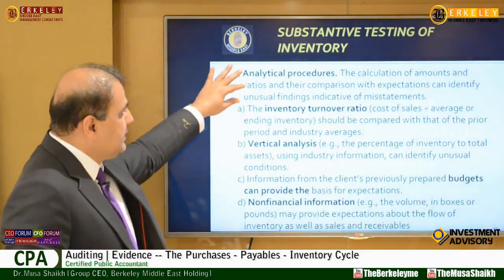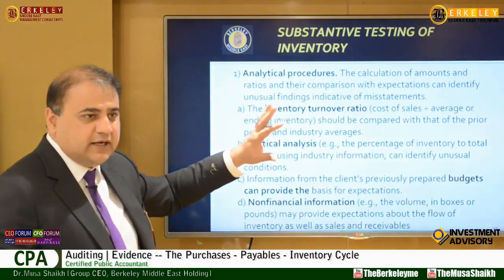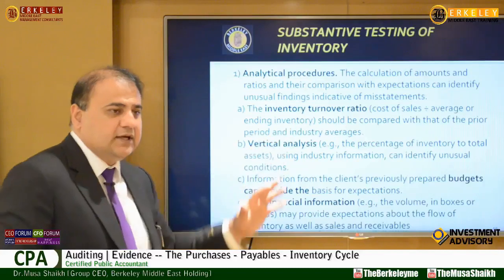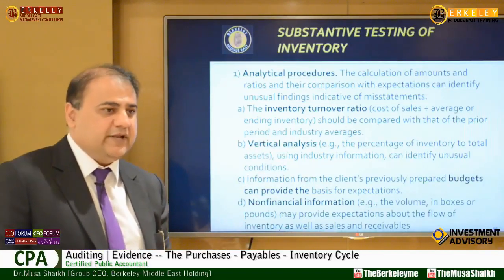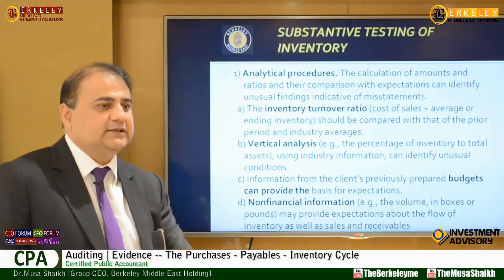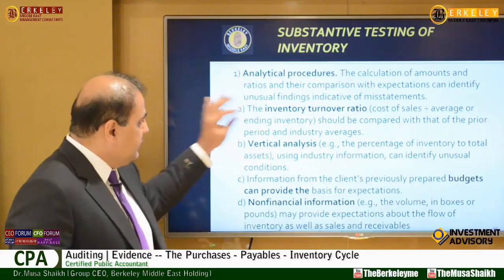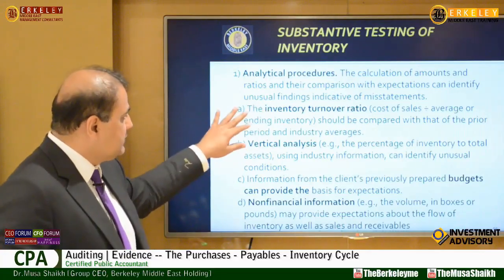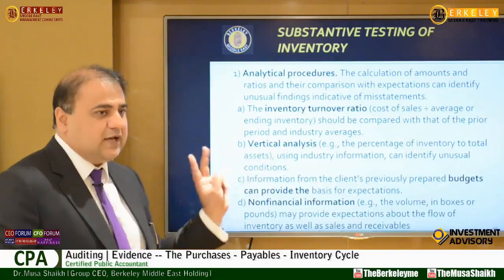You will apply the analytical procedure. You will do some stock calculations, ratios, and analysis related to your turnover, how many times you are selling your stock, and you will compare with other variables in order to see whether this is a genuine inventory figure or not. Inventory turnover ratio means how many times inventory has been sold. Vertical analysis you will do. What is vertical? There are two types of analysis.